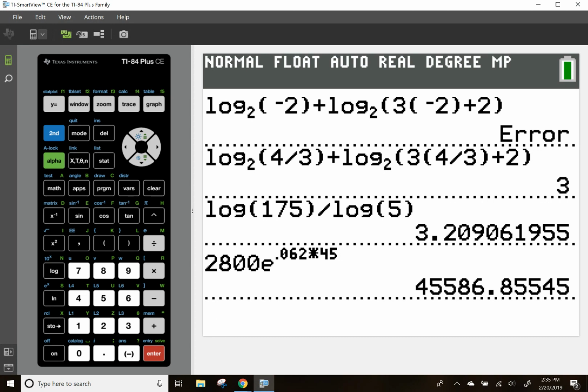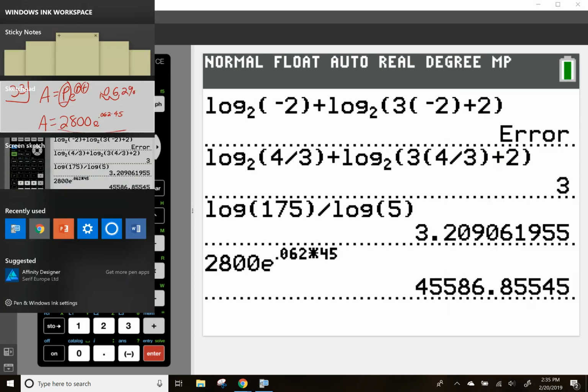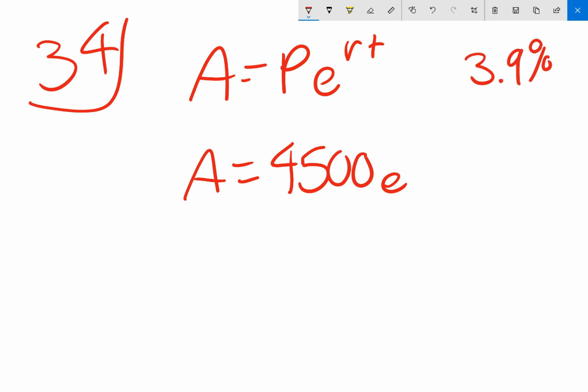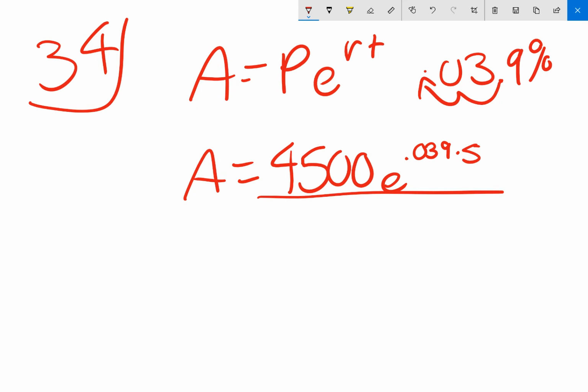And now number 34 is very similar. Number 34, same idea, same formula. Our principal, what we're starting with, Sarah invests $4,500. E again is e. Our rate is 3.9%, but again, you have to move that decimal twice. You skip a space, that means you fill it in with a 0, so it'll be 0.039 times t. Sarah's leaving it in the account for 5 years. So we'll just type that in the calculator, and we should have our answer.